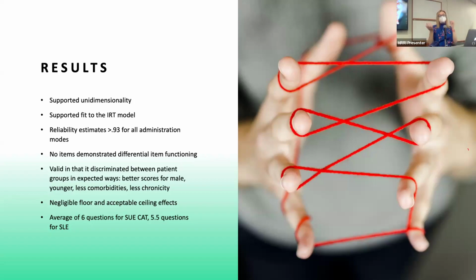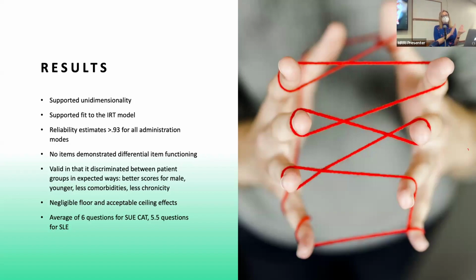We had the hypothesis that patients who were male, who were younger, had lower chronicity and fewer comorbidities would do better. And that's what the data showed. There were negligible floor and acceptable ceiling effects. And so floor and ceiling are really the end points of that function scale.